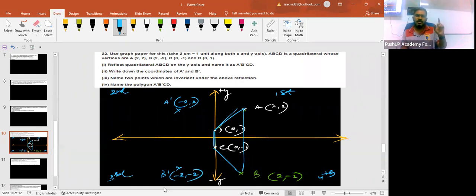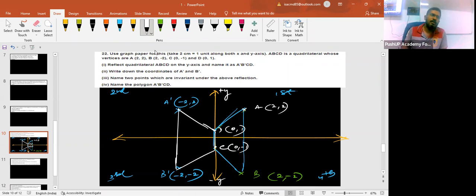Now I am asking you to reflect point D, sorry, point C, (0, minus 1) in the y-axis. Is that possible? It is not possible because it is an invariant point. D (0, 1) through the y-axis, it is an invariant point. So it's not possible. Let's complete this figure. This is going to be your reflected quadrilateral, right? The image of the quadrilateral. So that part is done.